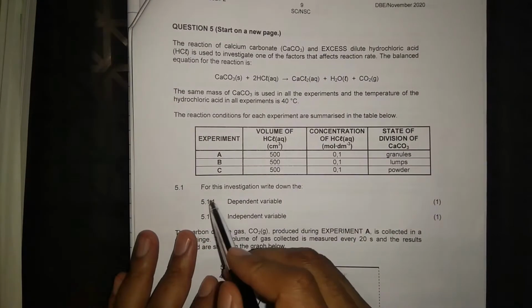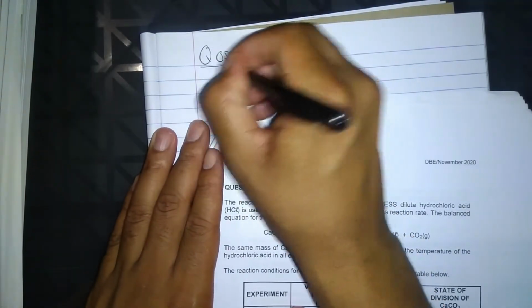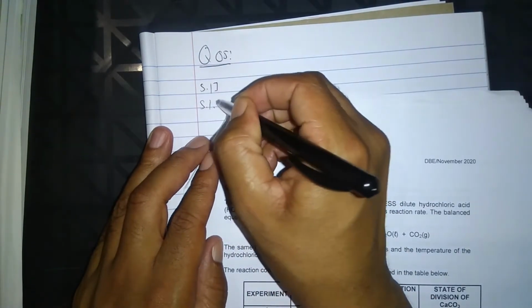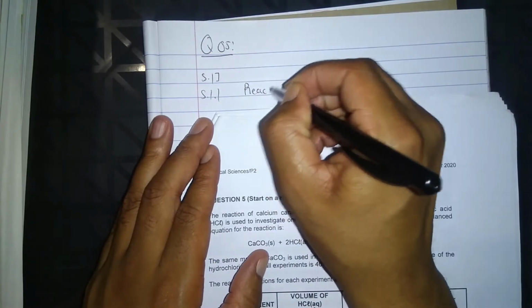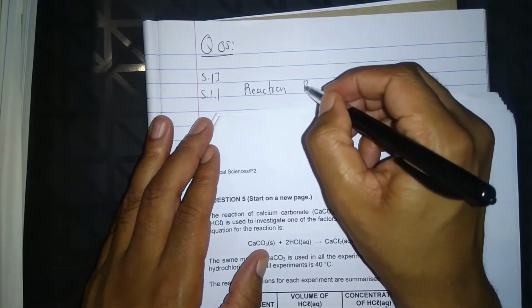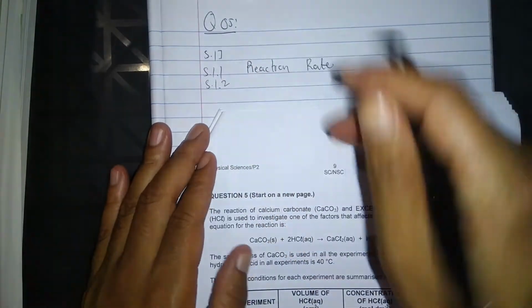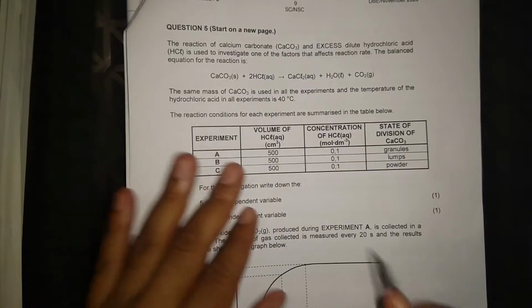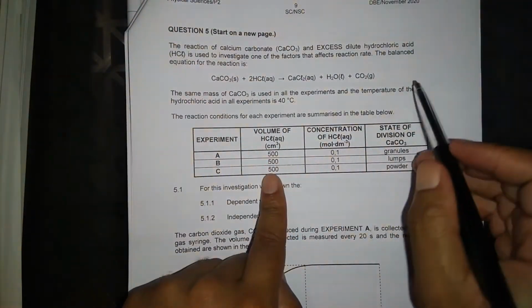So to answer these two questions, 5.1.1, the dependent variable is the reaction rate. 5.1.2, it's the independent variable. The concentration is kept constant, the volume is kept constant.